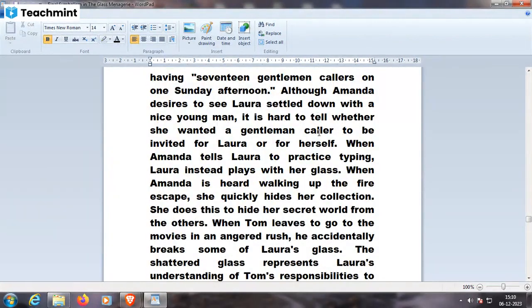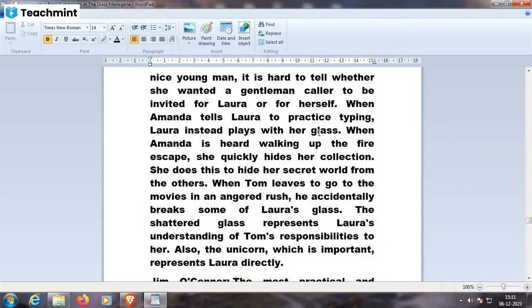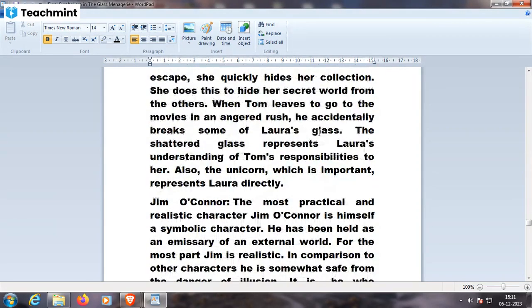So when Tom leaves to go to the movie in an angered rush, he accidentally breaks some of Laura's glass. The shattered glass represents Laura's understanding of Tom's responsibilities to her. Also, the unicorn, which is important, represents Laura directly.